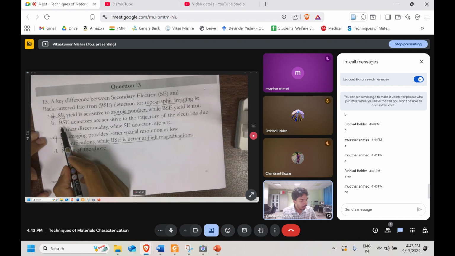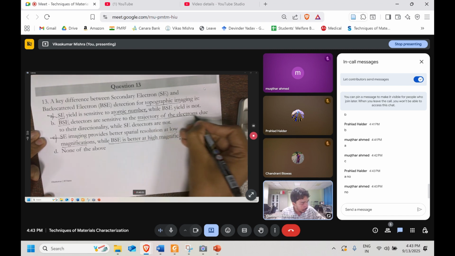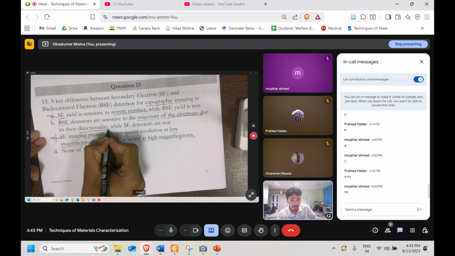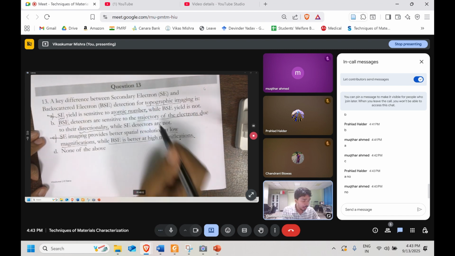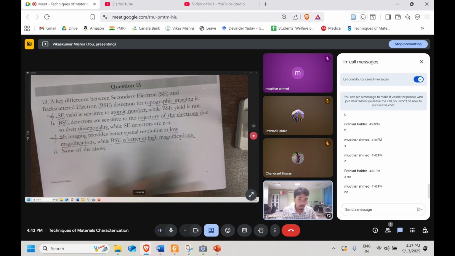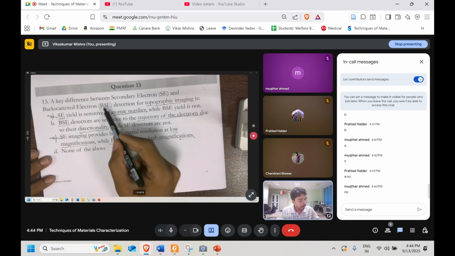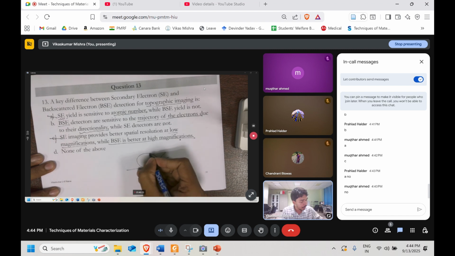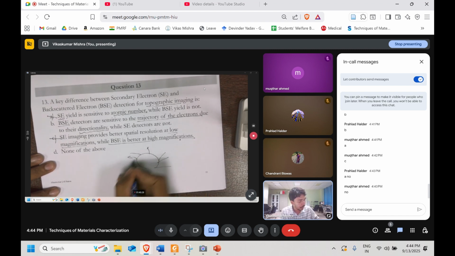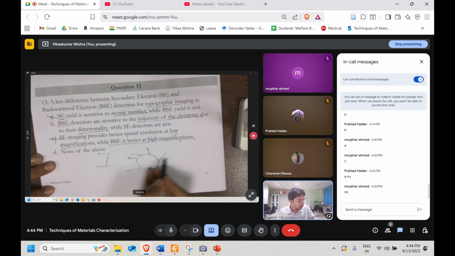The B: BSE detectors are sensitive to the trajectory of the electron due to their directionality, while SE detectors are not. See, they both are topological. They both can give us the information. The way they are giving information is different. Let's say I'm talking about the SE: the electrons are generated over here and over here. If I have a detector here, it will capture all of them.